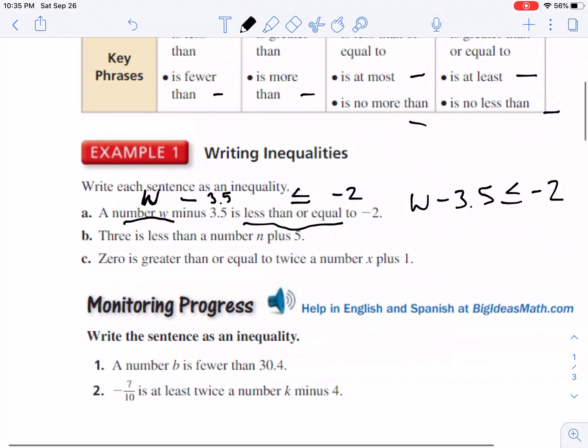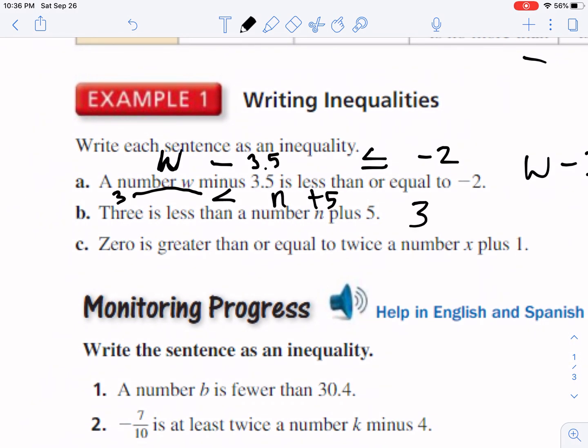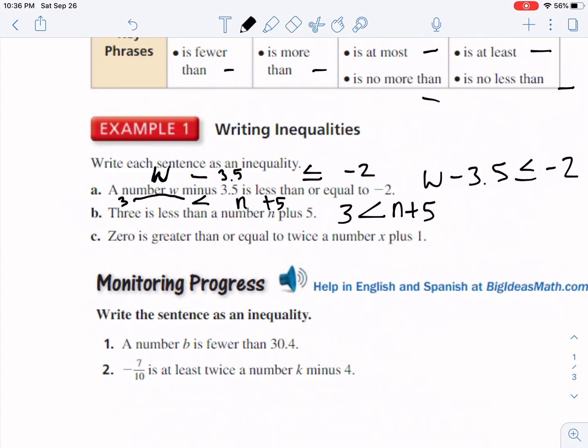So all we're going to be doing here is taking the sentence they give us and translating it into what it is mathematically. So the next one says 3 is less than a number n plus 5. Well, let's translate this. The number 3 is less than, well, they're telling us which symbol to use, a number n plus 5. How do you write plus 5? The addition symbol, right? So we get 3 is less than a number n plus 5. Okay, so these would be our answers to the first two questions.